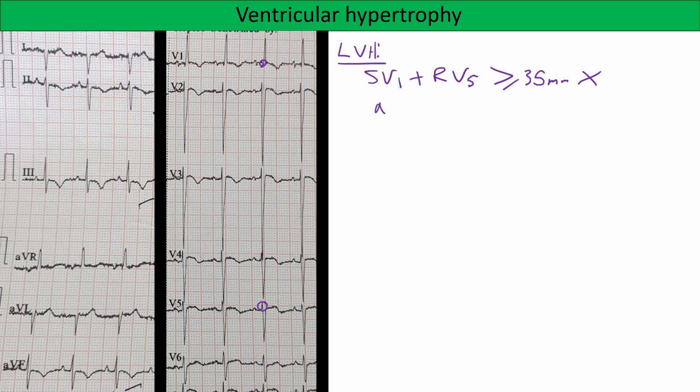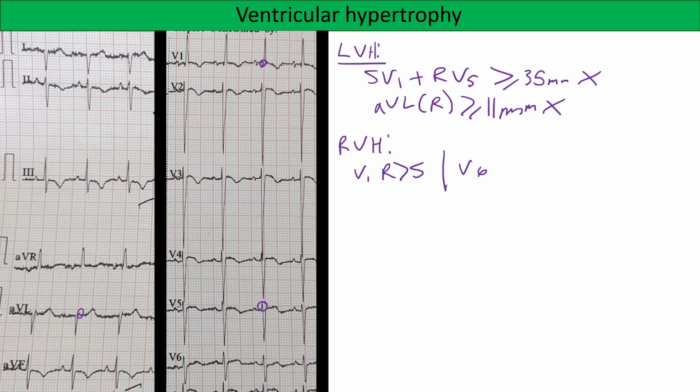The second criteria is that in AVL, the R wave is equal to or greater than 11 millimeters. If we have a look at AVL over here, we see it's probably about 1 millimeter, so the patient doesn't meet this criteria either. Now for right ventricular hypertrophy, there's two things. In V1, the R wave is greater than the S wave, and in V6, the S wave is greater than the R wave. As you can see, in V1 the R wave is massive and the S wave is small. In V6 we see that the S wave is slightly larger than the R wave, so we meet both criteria.